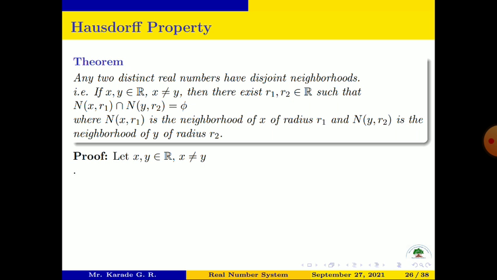So let x, y belong to R, meaning x and y are real numbers and they are not the same. Therefore, their subtraction is not equal to 0, and therefore their modulus is not equal to 0. And let alpha equal mod of x minus y, meaning alpha is a positive quantity.